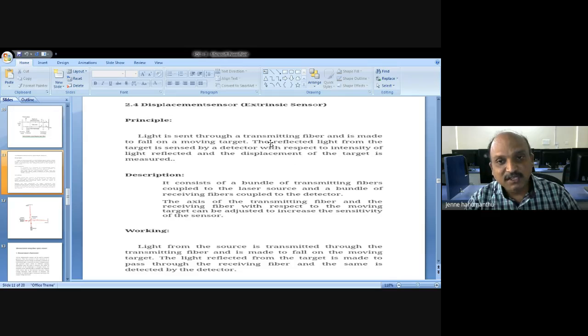When the light falls on the target and is reflected back, it is measured by the detector through optical fiber 2, right? So the intensity is modified. How much the intensity is modified is proportional to the medium which is moving as a target. Based upon this principle we can easily measure unknown displacements, right?